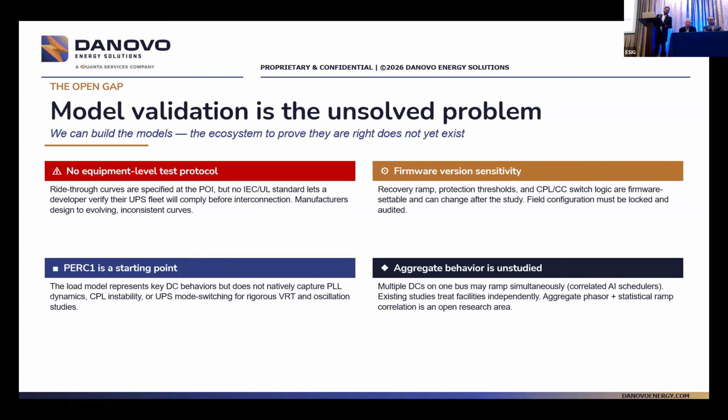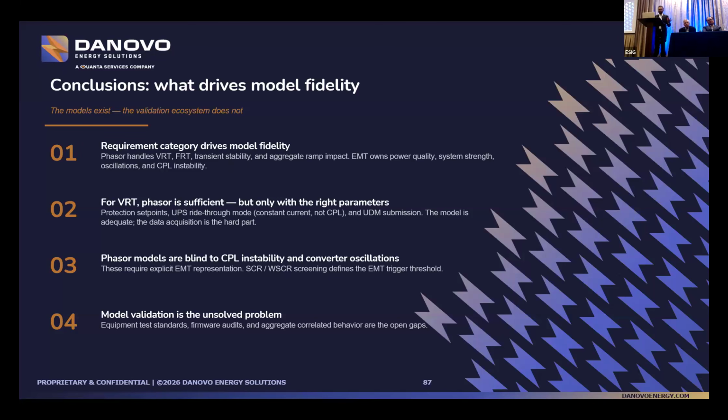One key area is really the aggregate behavior. That is something that I think there is not a lot of experience with yet. Whether you're aggregating at a building level of a large data center facility, or whether you're aggregating across the entire Northern Virginia and all the data centers, very, very different, right? And the impact of all of that is not well understood, but can still be studied. I don't think we can model entire Northern Virginia in EMT yet, but at least the phasor models are great for that. So, last conclusions: requirement categories, model fidelity, we spoke about that.